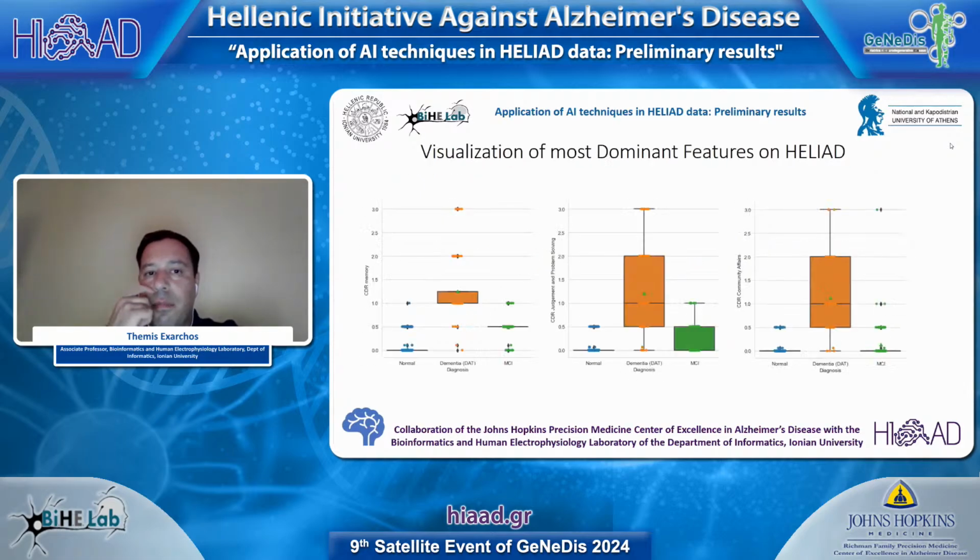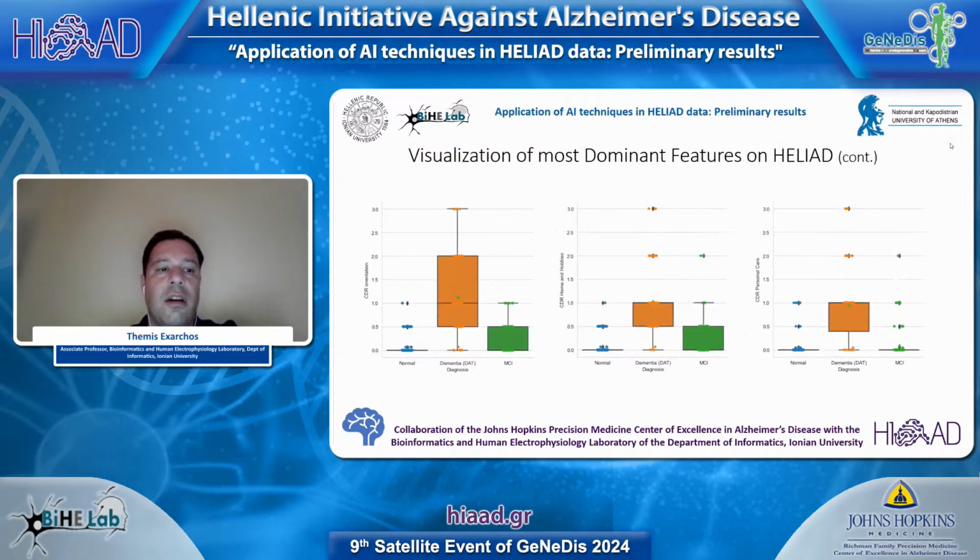And then we visualize those dominant features in box plots. You see, for example, on the left side the CDR memory, in the middle the CDR judgment and problem solving, and on the right-hand side the community affairs, showing, not very clearly, but showing that these features have some discrimination ability higher than the other features that have been removed. Also here for orientation, home and hobbies, and personal care.